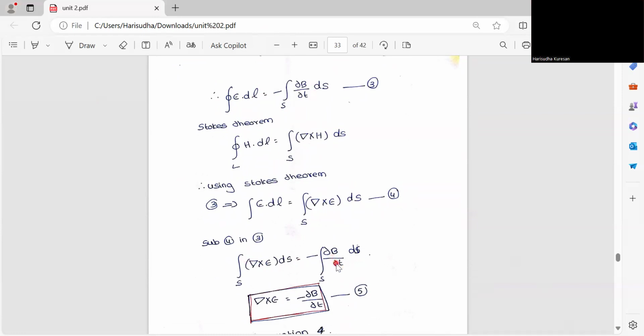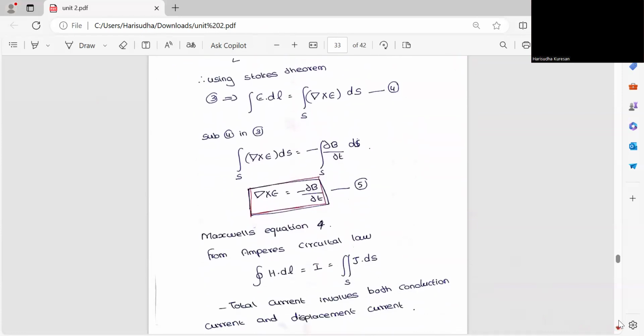So on both sides, there is a surface integral and ds, so we can cancel those terms, and the remaining term will be del cross E is equal to minus dou B by dou t. This is how we have derived Maxwell's third equation.